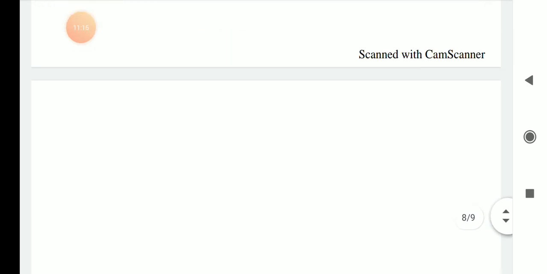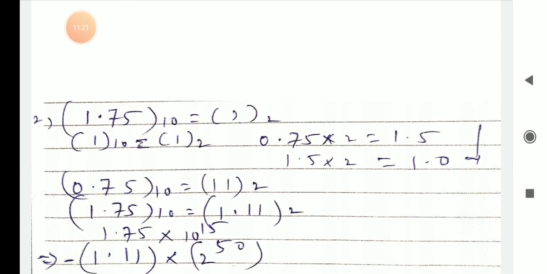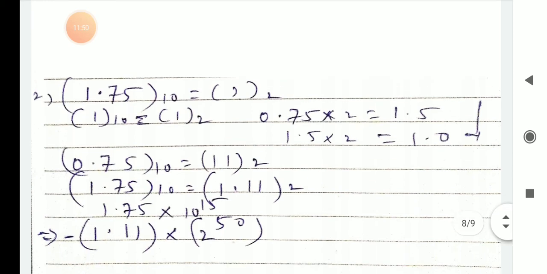Then again, you are having 1.75 to convert into binary. Whatever that value is there, you are getting, don't consider that negative, we will discuss that later. One binary value, the answer is 1. Then take the 0.75 multiplied by 2, 1.5, 1.5 multiplied by 2, 1.0. So you are getting this answer, top to bottom you have to take. So 1 is the answer, 0.75 of that decimal number is 1 in binary. Combine this one, 1.75 decimal number is 1.11 in binary.